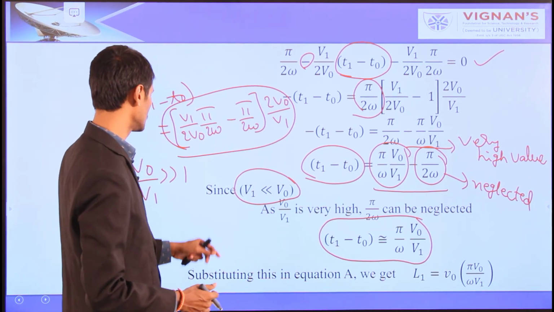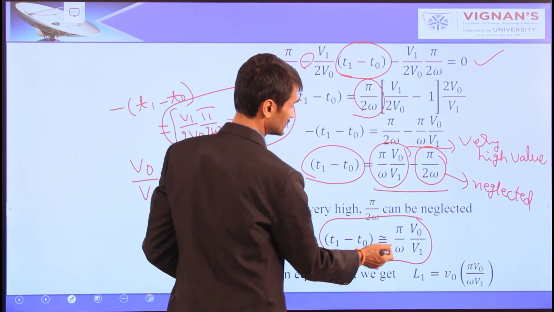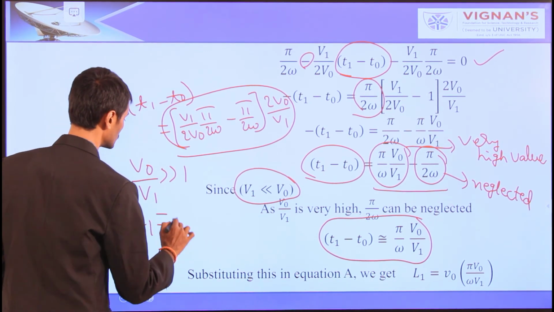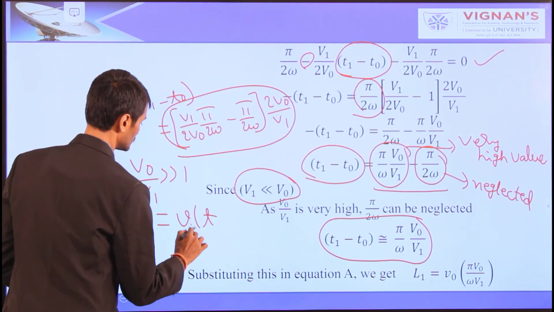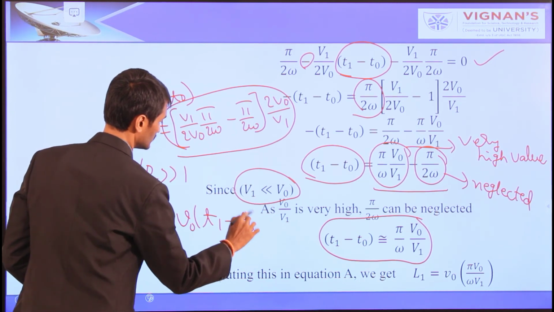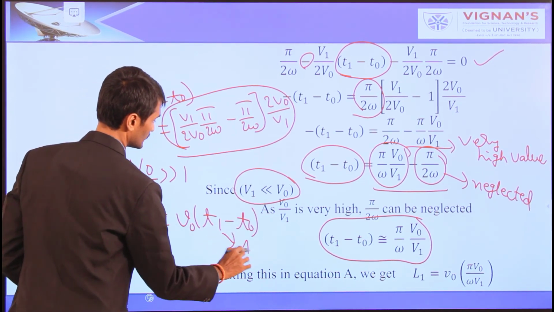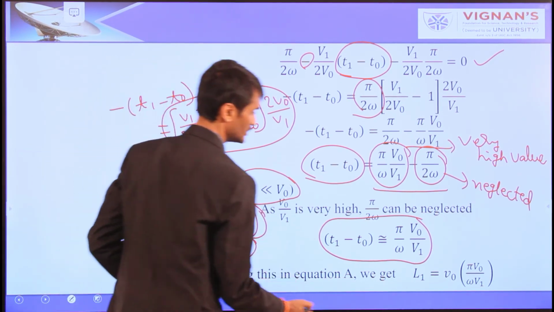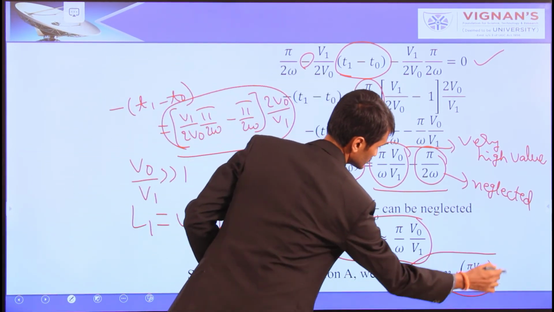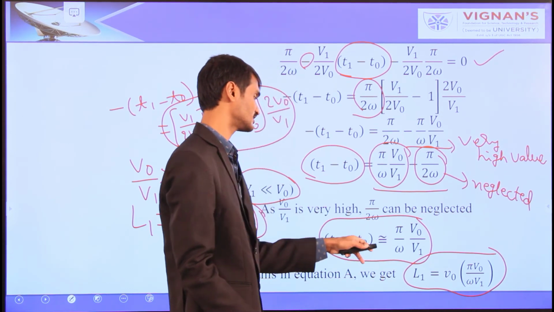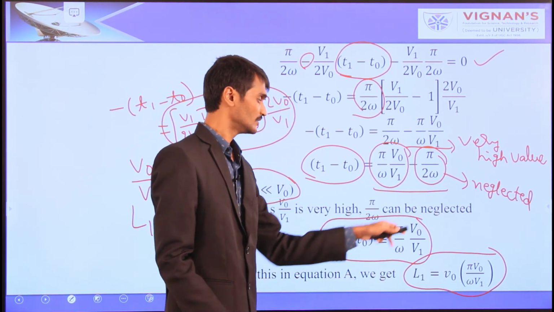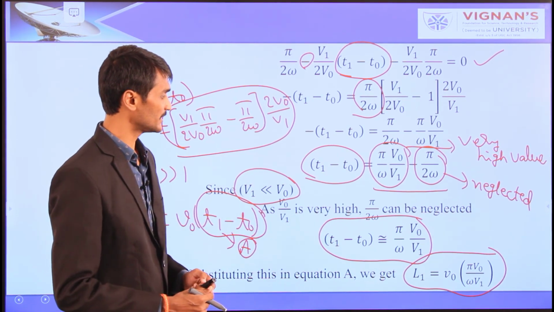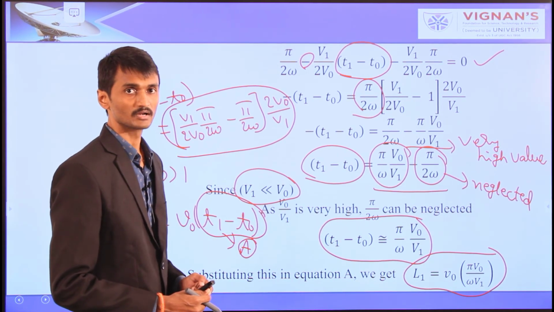Now substituting this in equation A. What is equation A? Equation A is L1 equals V0 into (T1 minus T0). Now substitute T1 minus T0 in this equation. Because T1 minus T0 is approximately equal to pi by omega into V0 by V1, L1 is equal to V0 into pi V0 by omega V1.